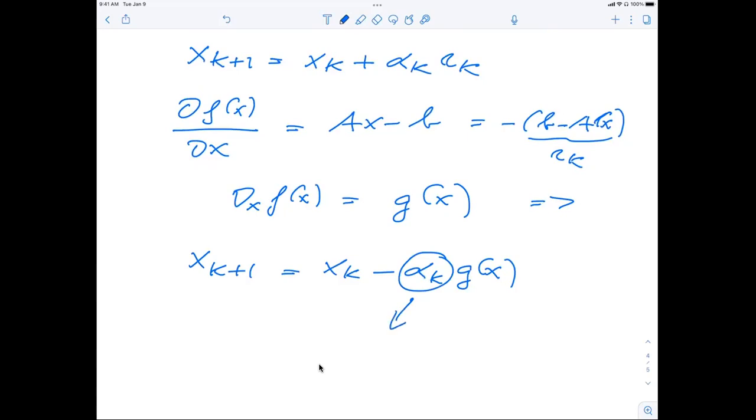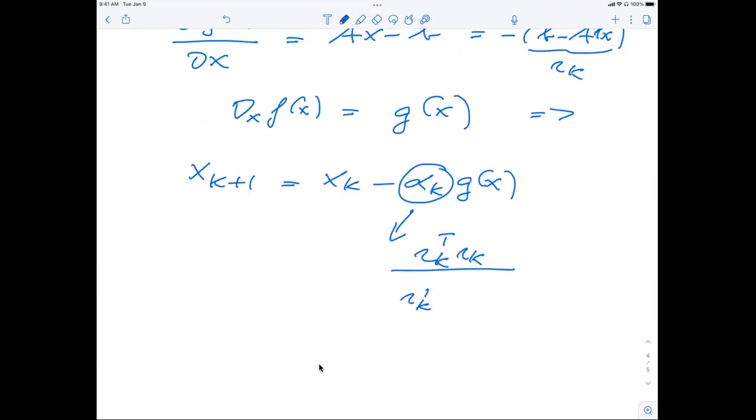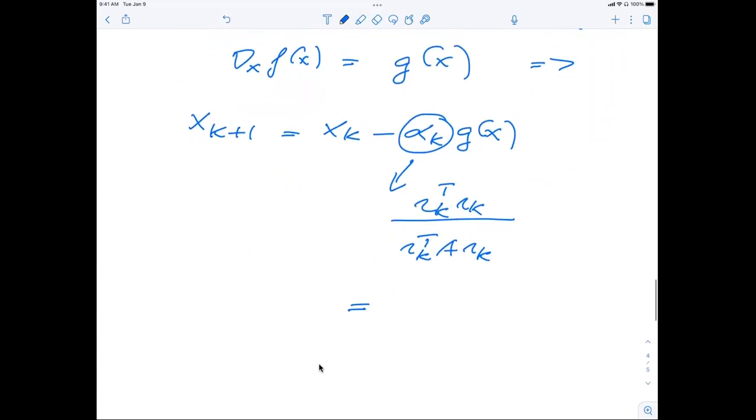So alpha of k is actually r of k transpose times r of k divided by r of k transpose times A times r of k, which again is the same as the gradient transpose times the gradient at step k divided by the gradient at step k multiplied with A and multiplied with the gradient at step k. So in this particular case, you see that we can actually calculate this so-called learning rate, alpha k, if we know the gradient. And the matrix A is also assumed to be known.